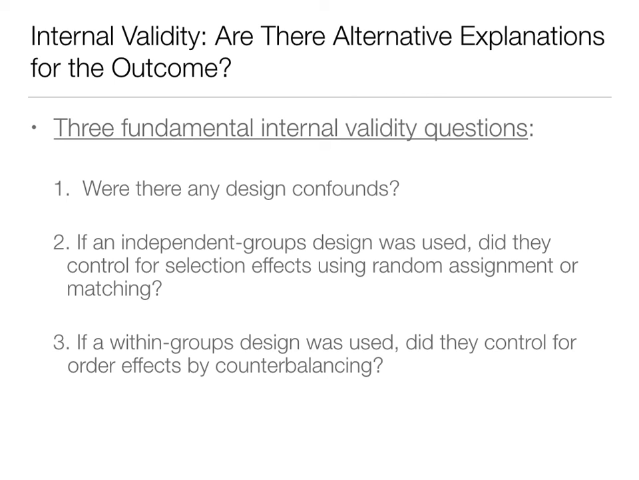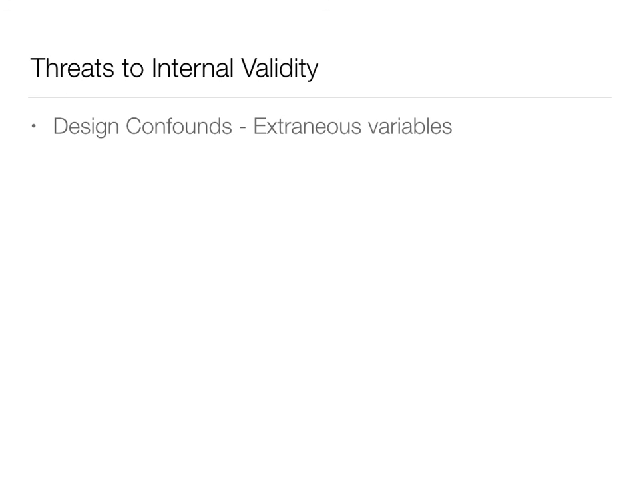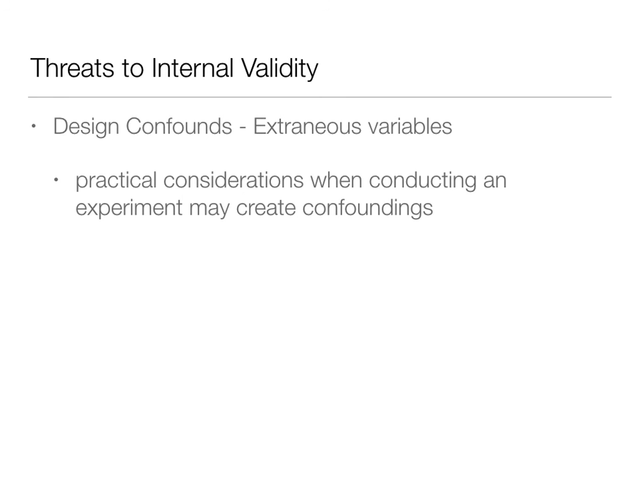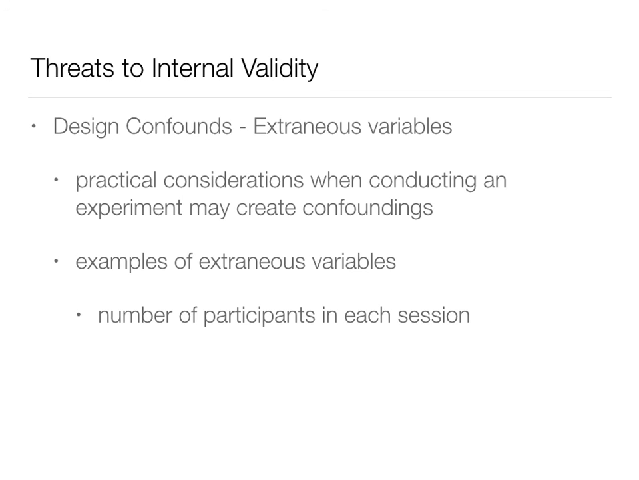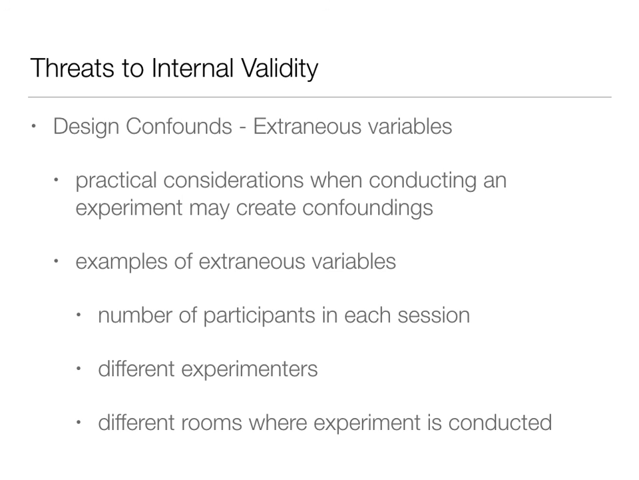And then overall, were there any other things that we allowed to vary? Were there any design confounds? Those design confounds, remember, are extraneous variables. These are those practical considerations that we have to think about that could create a confound. This is, again, that nitpicky, detail-oriented piece of research. The number of participants in each session, the different rooms where the experiment is conducted, the different experimenters, any of those things could be potential confounds. So remember, we either need to hold it constant and not let it vary, or if it's something that has to vary and we can't hold it constant, then we need to balance that.